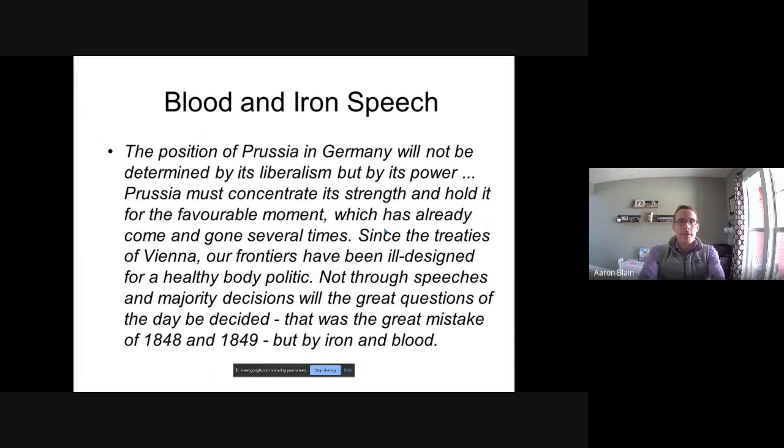So here's the actual primary text, what he said, the translation from German to English so we can read it. By the position of Prussia in Germany, we will not be determined by its liberalism, but by its power. Prussia must concentrate its strength and hold it for the favorable moment, which has already come and gone several times. Since the treaties of Vienna, our frontiers have been ill-designed for a healthy body politic. Not through speeches and majority decisions will the great questions of the day be decided. That was the great mistake of 1848, 1849, but by blood and iron.